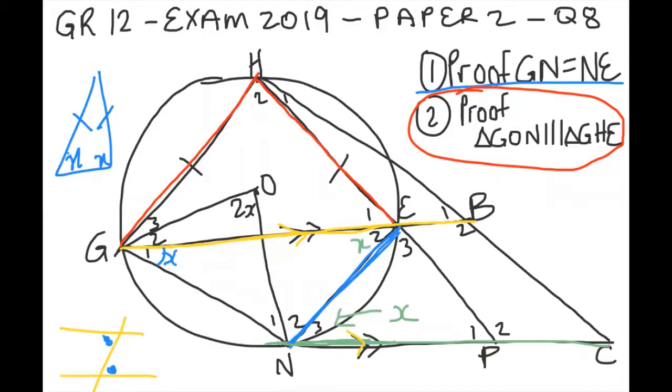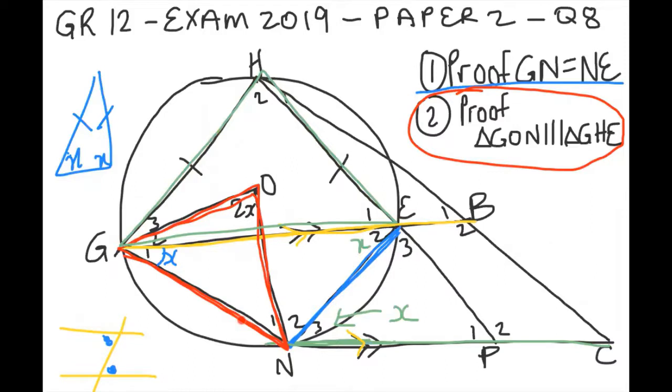So now they say prove that triangle GON, so where's GON? It's this one here, GON, is congruent to GHE. So where's GHE? Let's make that a different color if we can. There we go, and make it green. GHE is the green triangle. The red one is GON. We must prove that it is congruent.